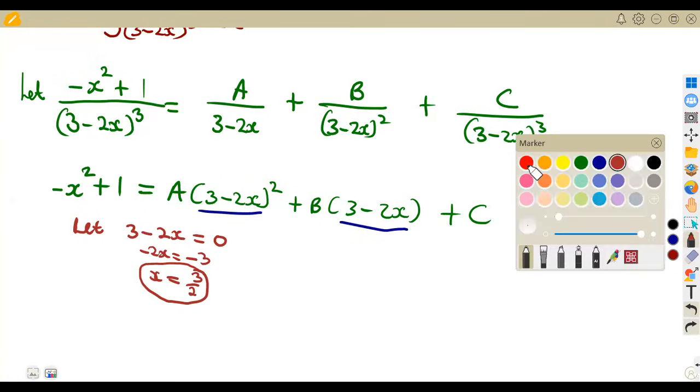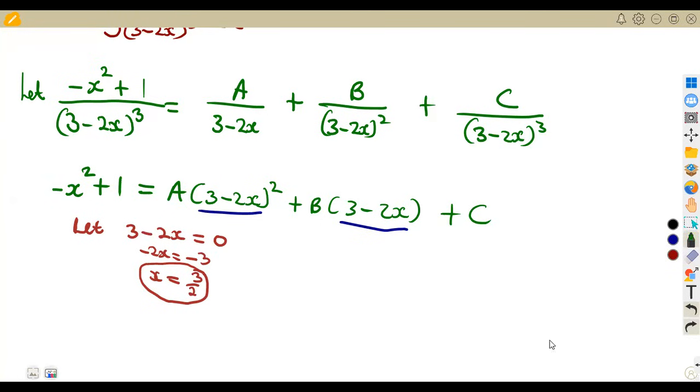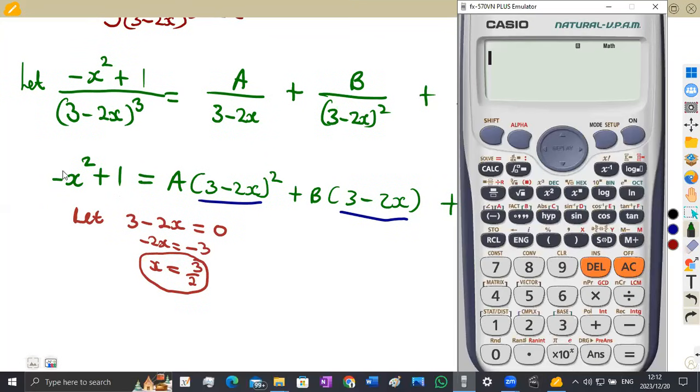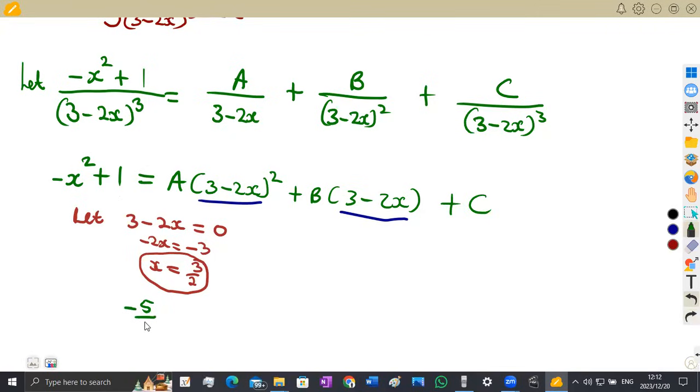So when x is equal to 3 over 2, let us substitute on the left-hand side and see what you're going to have. All right, so on our calculator here, you're going to have minus x squared. I'm going to put the negative out. So it's minus x squared. Our x is 3 over 2. So this is 3 over 2 like this. That is how you substitute it properly. Plus a 1. So this is going to give us negative 5 over 4.